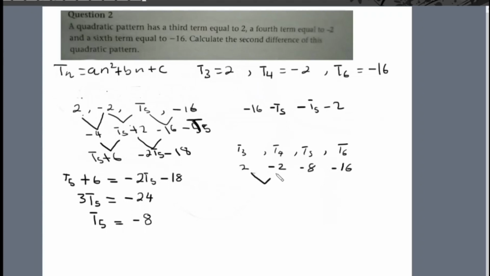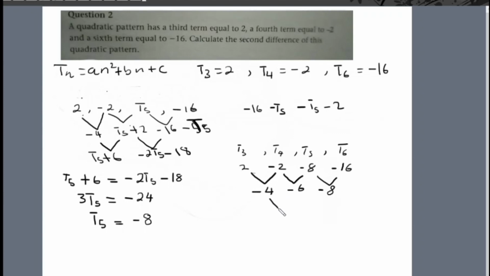Nasicalculate the first difference, siba no minus 2 minus 2, which is minus 4. Then nasithi minus 8 minus minus 2, so that's minus 8 plus 2, which is minus 6. Nasiba no minus 16 minus minus 8, that's minus 16 plus 8, that's minus 8, right? And then the first difference yethu leyo.